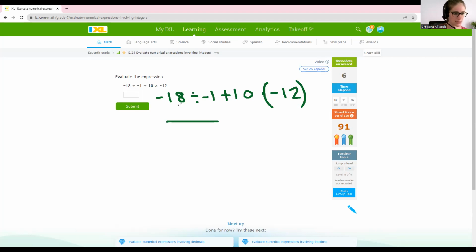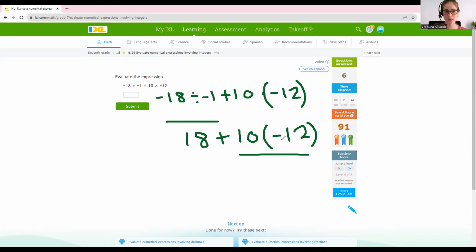We have negative 18 divided by negative 1. A negative divided by a negative would give us a positive 18. We're going to bring everything else down. We now have our multiplication here, 10 times negative 12. The signs are different, so we're going to have a negative answer. We have a negative 120. Bring everything else down. And now we need to add.